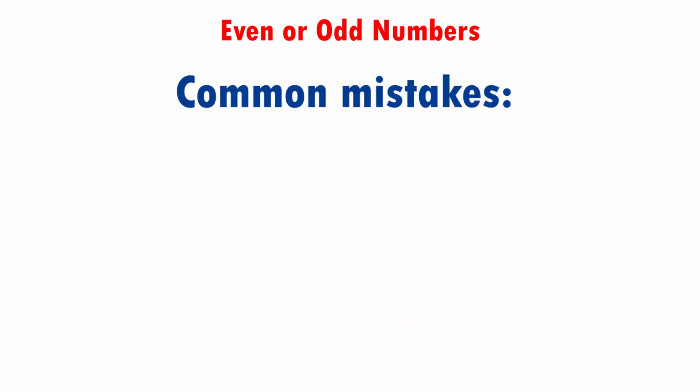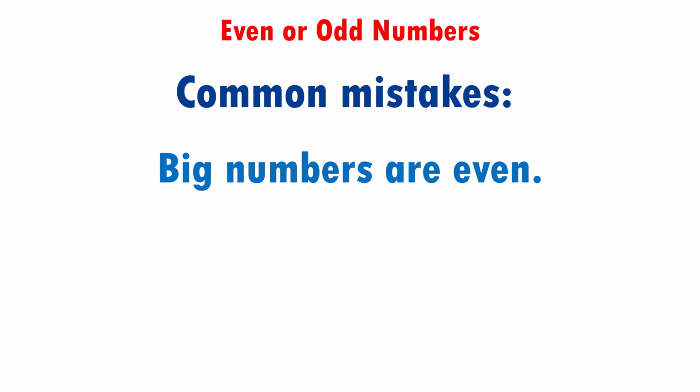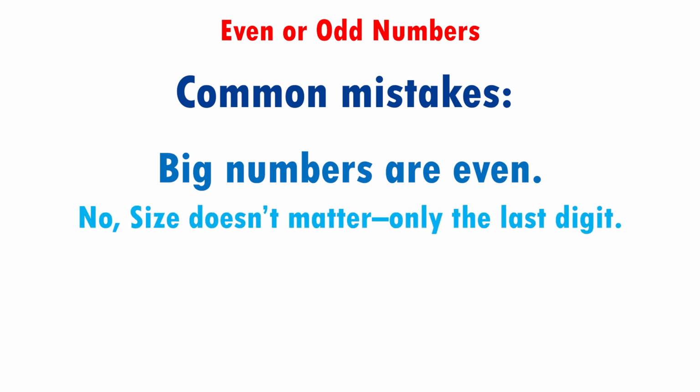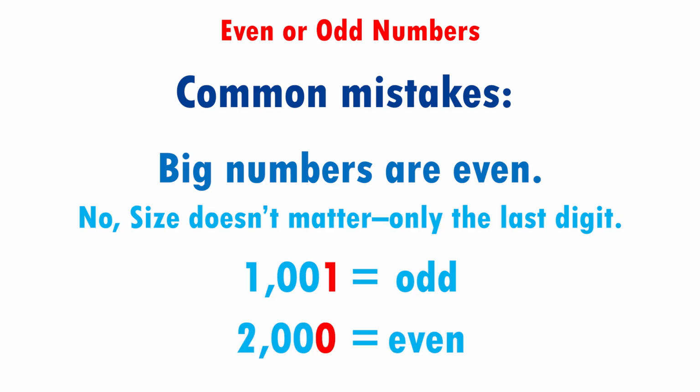Super easy, right? Let's look at some common mistakes. Big numbers are even. No, size doesn't matter, only the last digit. For example, 1001 ends in 1. That means the number is odd. 2000 ends in 0. That means the number is even.